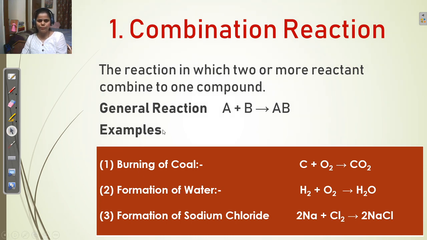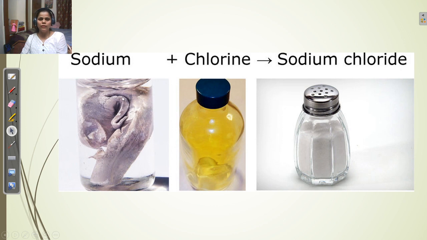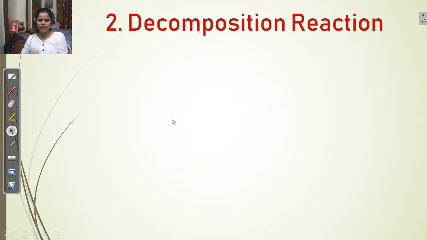Let's see the diagram here, the formation of sodium chloride. This is a sodium atom. It's a very reactive metal, silver white in color. It combines with chlorine, which is greenish yellow in color, and forms sodium chloride, which is common salt. It is white in color. It's clear.